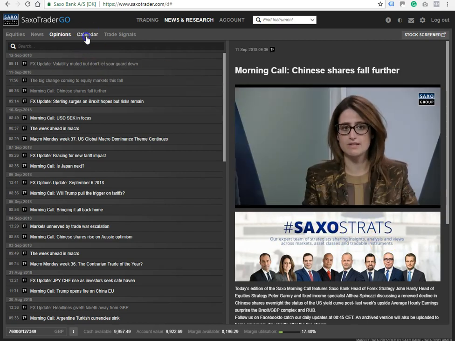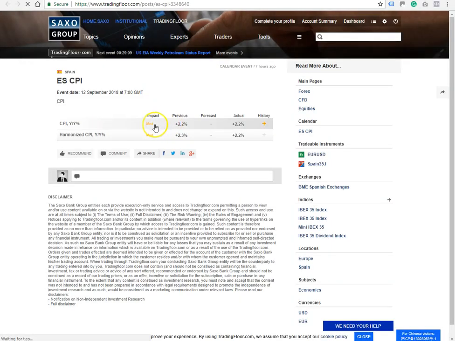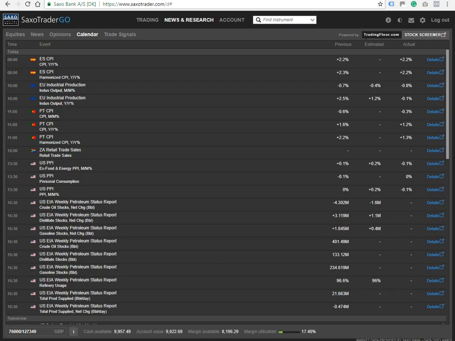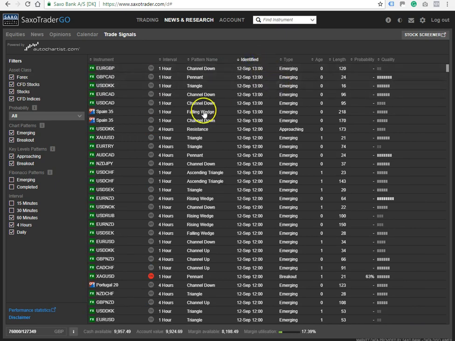If you want to see what's going on, again, you've got the economic calendar. If you double click on one, it's not at the moment, but it should go through to their trading floor. Oh, here we go. You click on that, it goes through to their trading floor. So a little bit of information about that particular economic indicator and what could happen, and also trading signals as well, which is sorted by when the last one was identified.